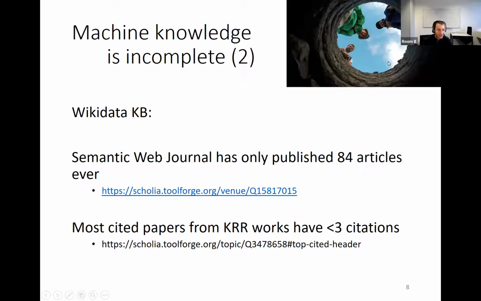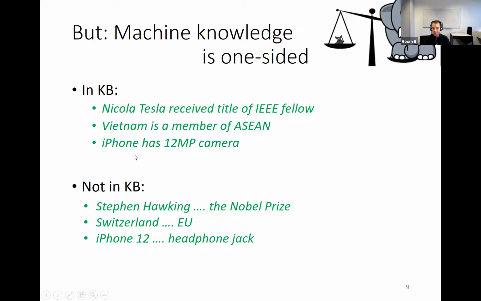Machine knowledge is also one-sided. What we find in popular knowledge bases is that Tesla received the title of the IEEE Fellow. Vietnam is a member of the ASEAN. The iPhone 12 has a 12 megapixel camera. What we don't find are the salient relations shown at the bottom here.